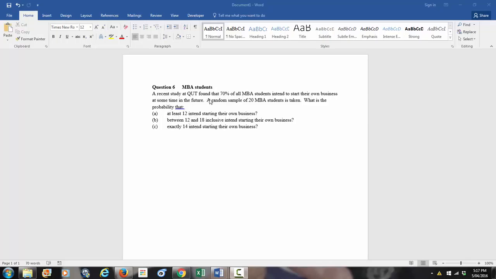A recent study at QUT found that 70% of all MBA students intend to start their own business at some time in the future. A random sample of 20 MBA students is taken. What is the probability that, and so on?